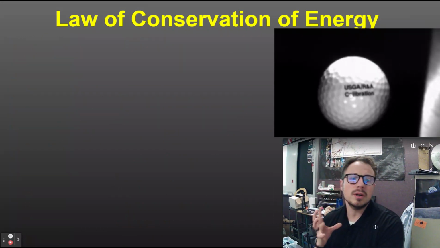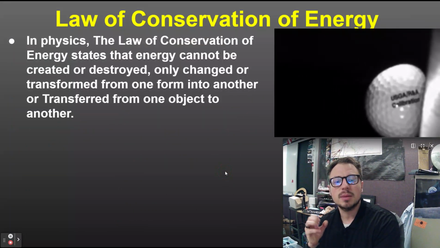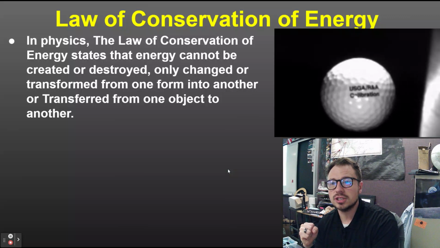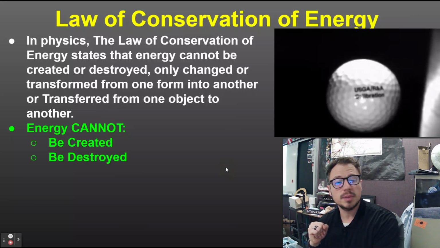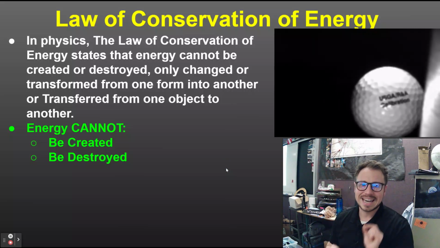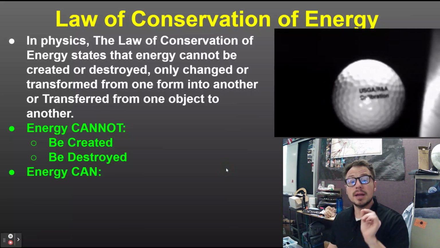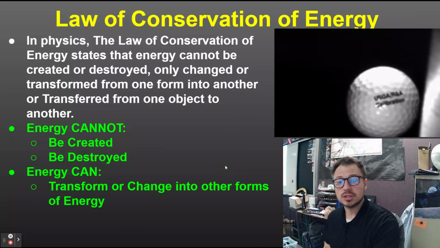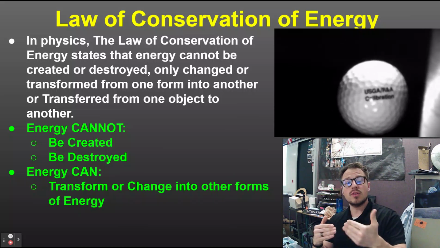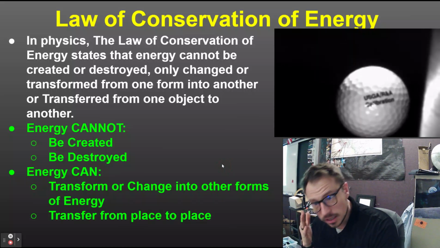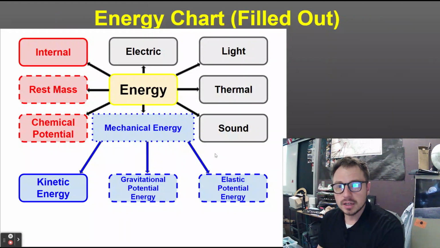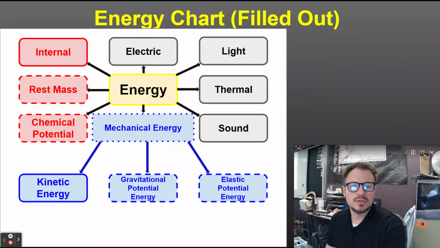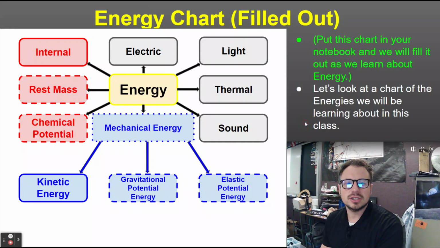So now that we've learned about all the different types of energy, let's talk about the law of conservation of energy. It states that energy cannot be created and cannot be destroyed. Those are the two things that you cannot do with energy. But energy can do a couple of things. It can transform into other forms of energy, and it can also transfer from place to place, like to a different object.